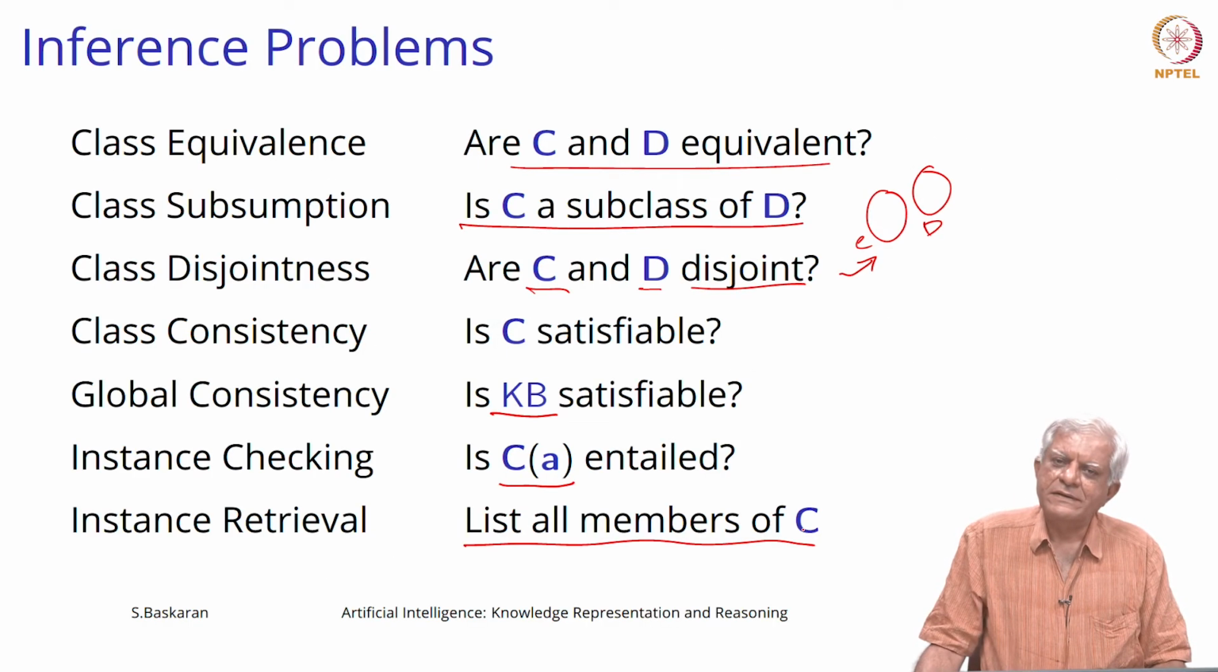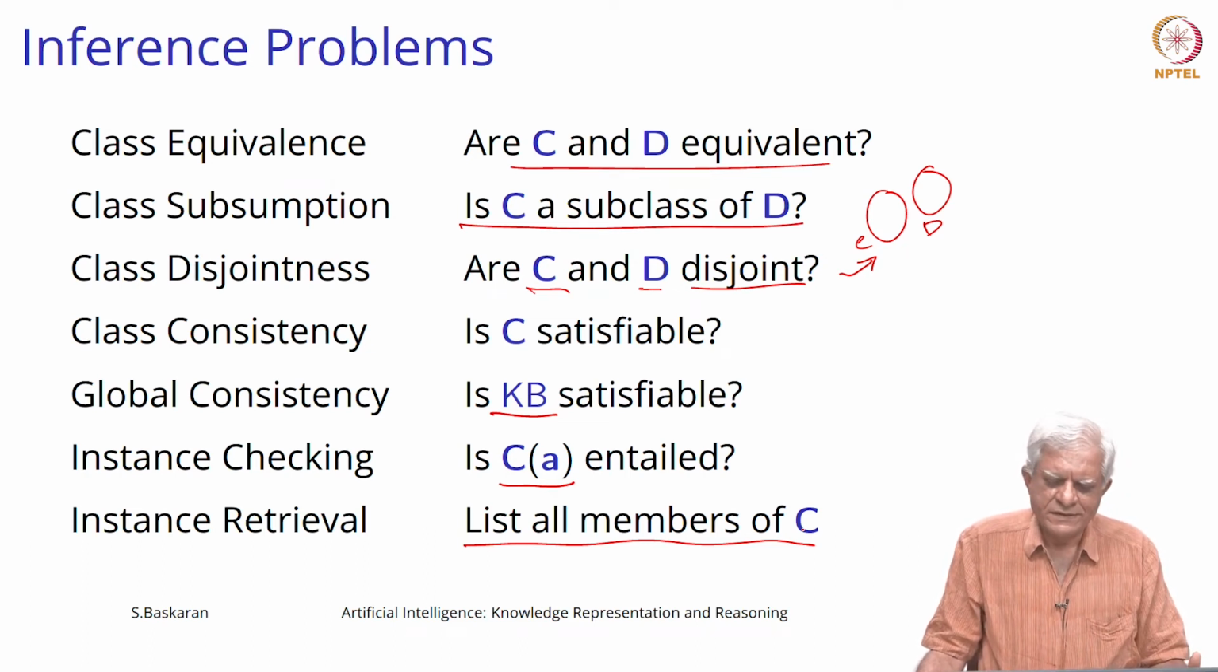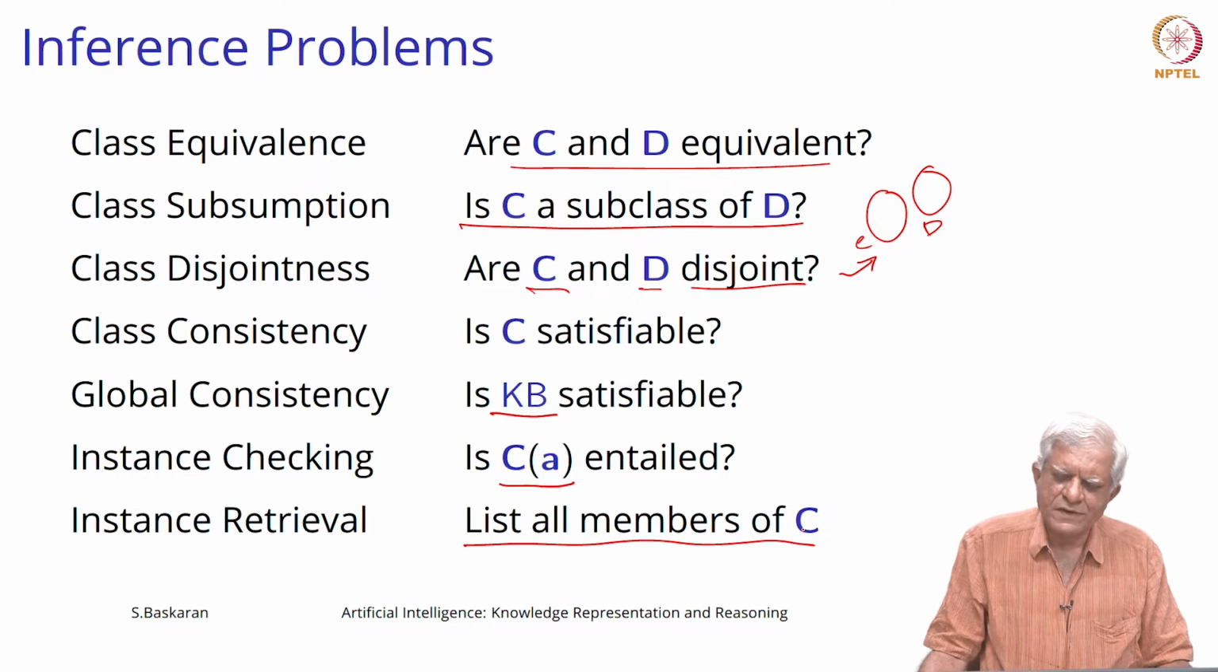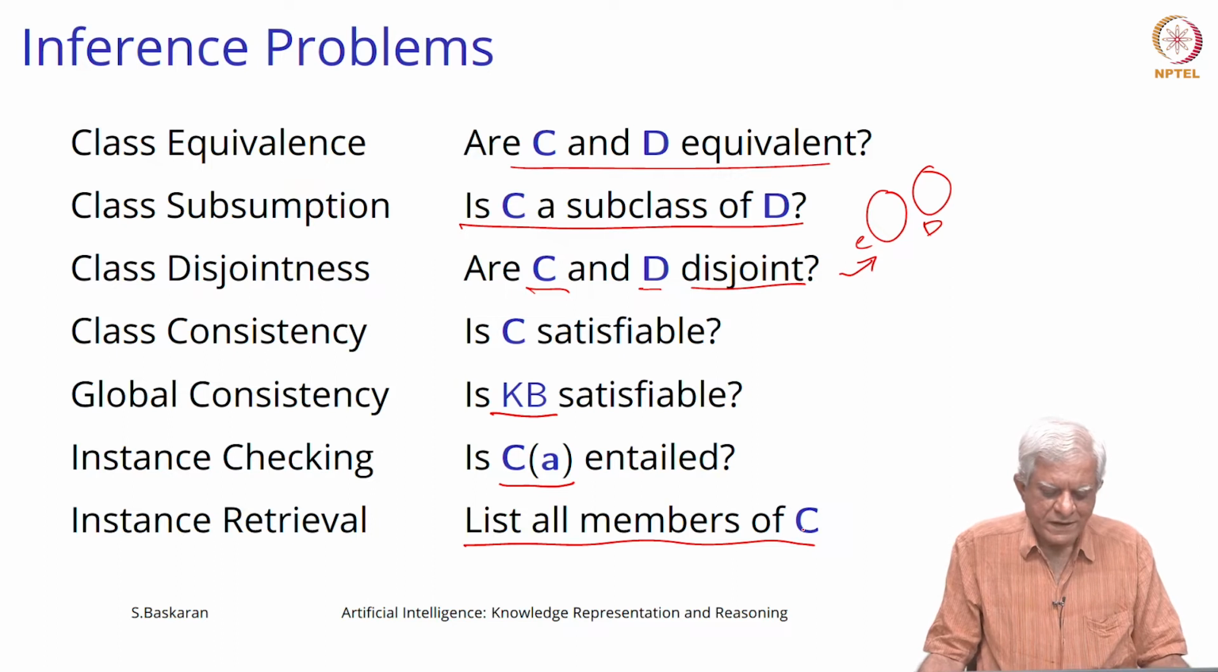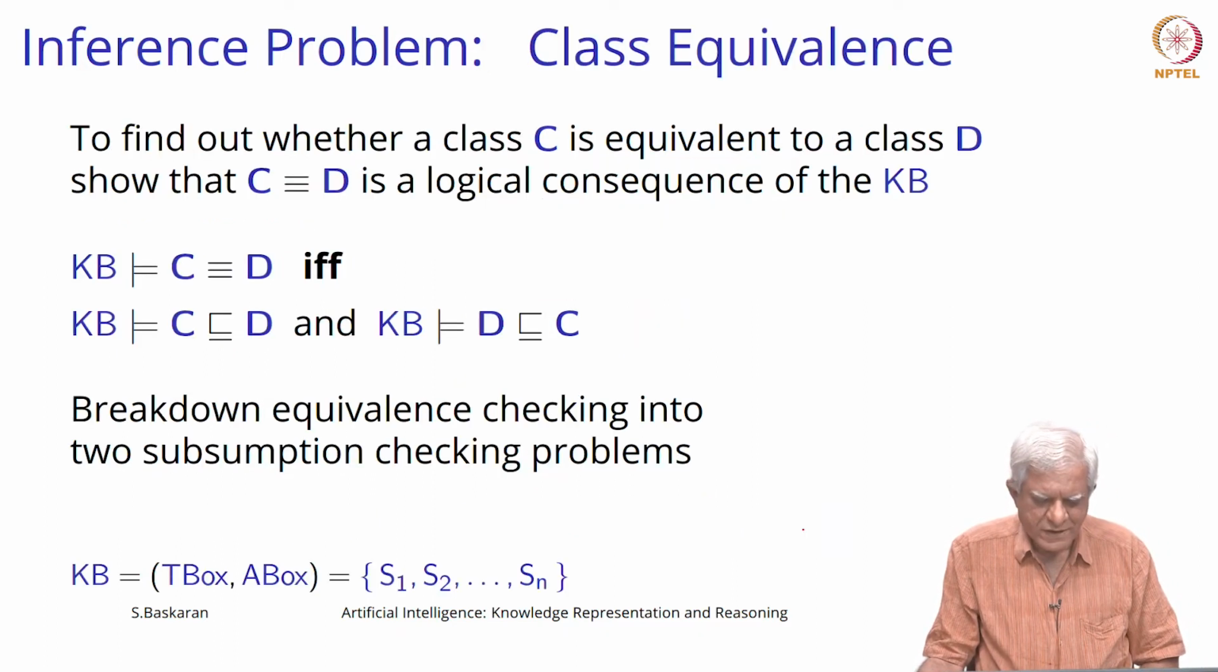So, welcome back. We have listed in the last session the set of inference problems that we will address: the problem of class equivalence, subsumption, disjointness, consistency, global consistency (is the whole knowledge base consistent), and instance checking essentially. So, let us look at that problem.